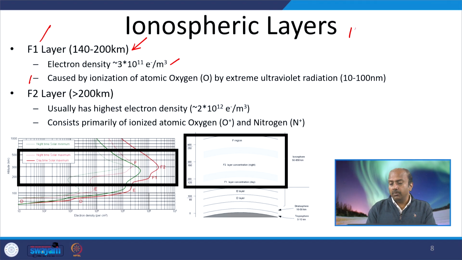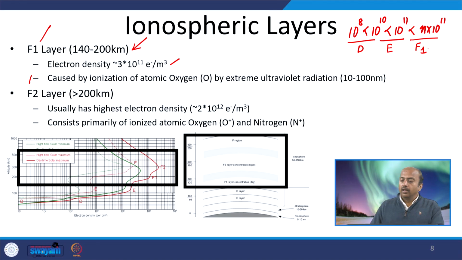So, we are moving from 10 to the power of 8 less than 10 to the power of 10 less than 10 to the power of 11, and now here it is going to be a few times 10 to the power of 11. Okay. So, this is the D layer and this is the E layer, and now we are talking about the F1 layer. Okay. So, the typical electron densities are higher, of course, several times 10 to the power of 11, and this is caused by atomic oxygen and extreme ultraviolet radiation.